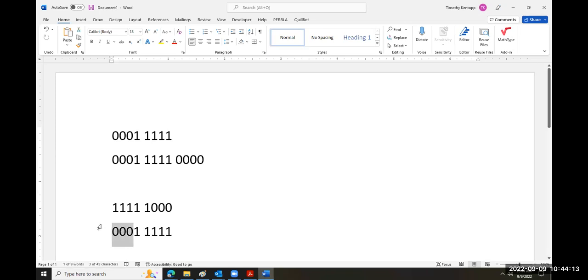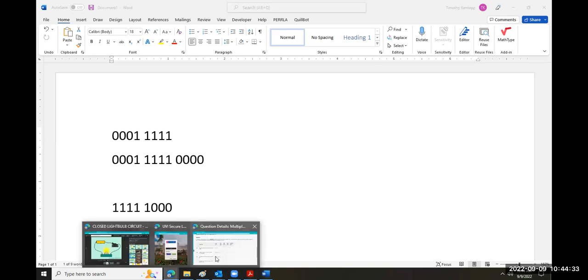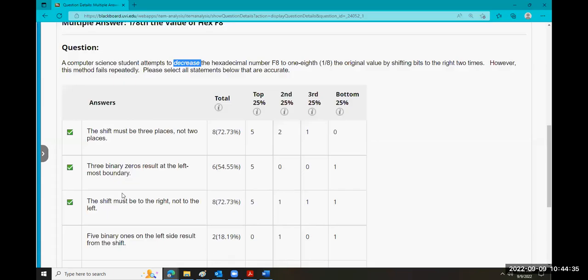Leftmost meaning on this end, rightmost meaning on that end. Leading edge, trailing edge. Most significant bit, least significant bit. Because this bit right here represents 1, and this bit right here represents 128. It's a more significant bit in terms of the binary number system. I don't know if that makes sense, but. All right, the shift must be to the right, not to the left. There we go. Any questions?